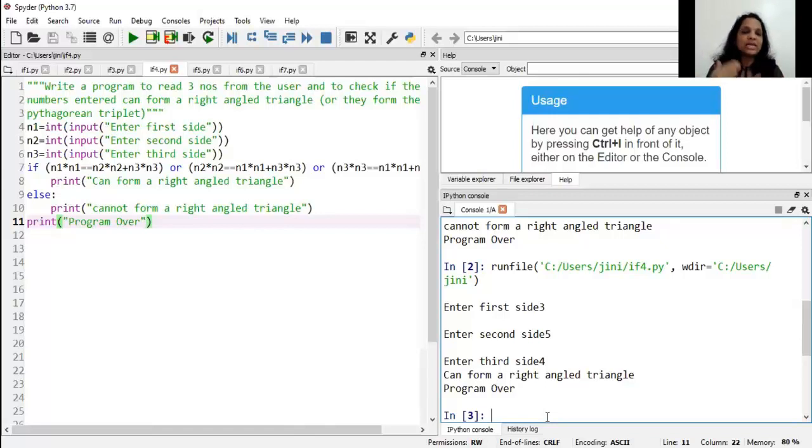So the program over line came both times. Once it said cannot. Now here pay attention. In this case, my hypotenuse is the middle number. Doesn't matter. It is going to satisfy this condition, this one. Correct?